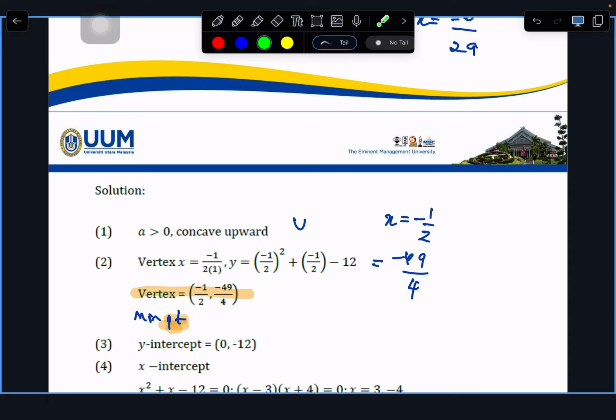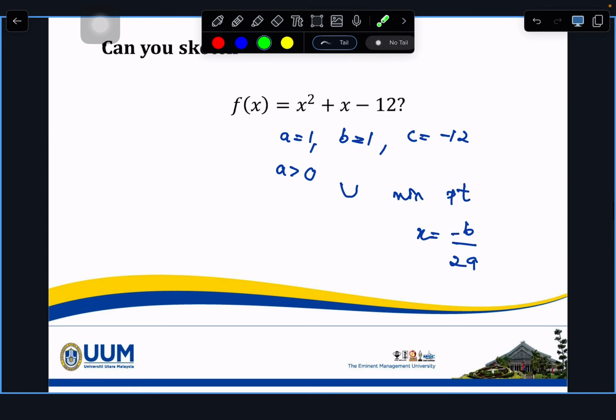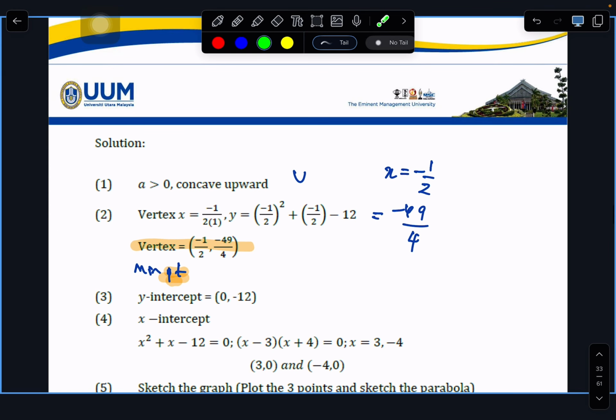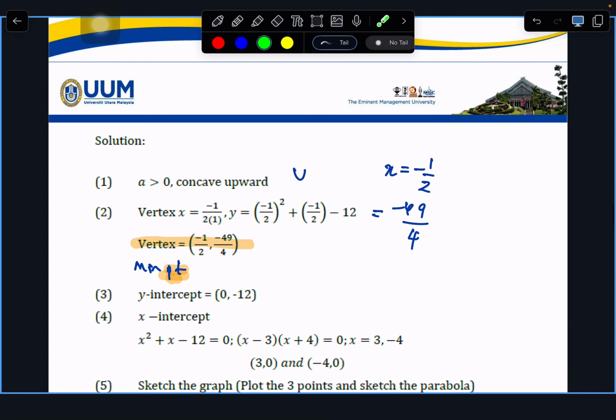Okay, and the next one is the y-intercept. Alright, y-intercept, x-intercept. The y-intercept is easy. We can read from the graph straight away: negative 12. So what is the x-intercept? For the x-intercept, y equals 0 or f(x) equals 0, the one we did previously. So how do we get this one? x squared plus x minus 12 is our original quadratic, and this should be equal to 0. And how do we solve this one?